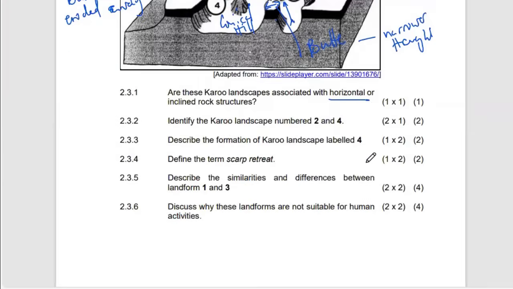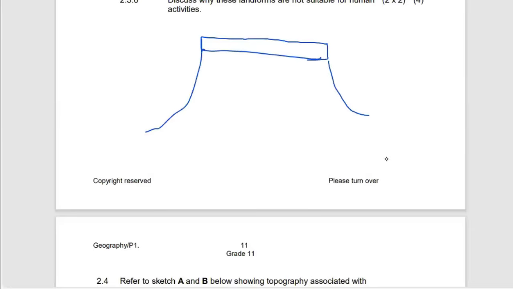Right. Then define the term Scarp retreat. We are talking of Scarp retreat. I use this illustration here. Right. Let's say this is our Mesa. This is our cape rock on top of the Mesa. And this is our landform. Right. This is a hardened resistant rock on top, which is covering up softer rocks underneath.